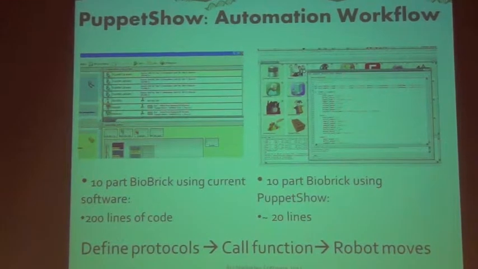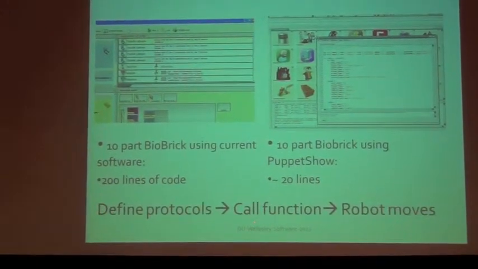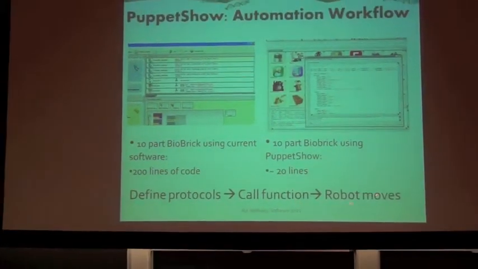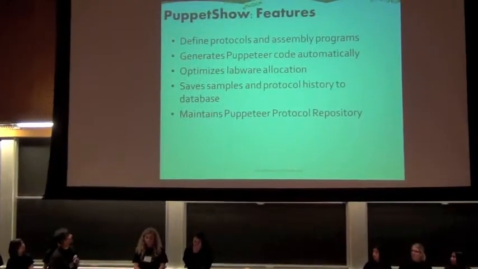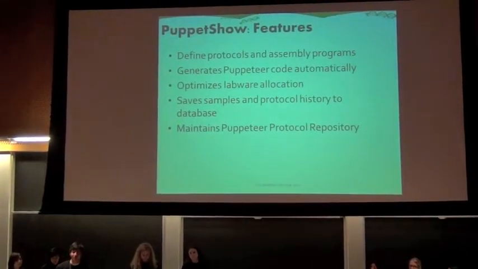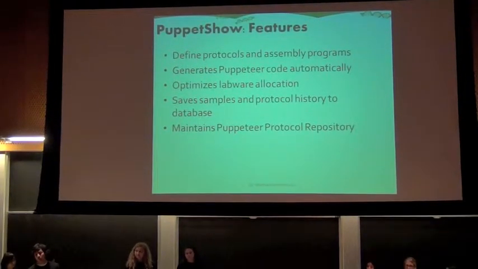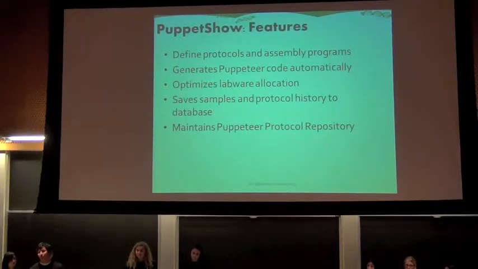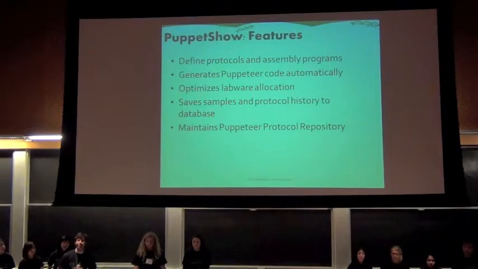Puppet Show implements the following workflow. We define protocols, call these protocols like we do functions, which sends instructions to the robot. I would now like to point out some of the key features of Puppet Show. Puppet Show is an interface for defining protocols and specifying assembly programs. It will automatically generate Puppeteer code. Puppeteer is a high-level language for specifying biological protocols.